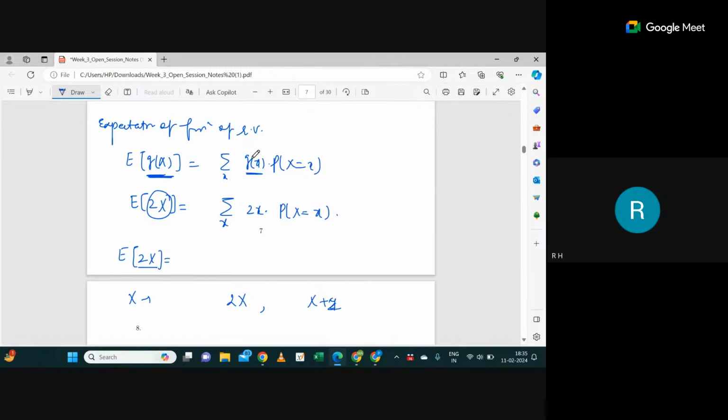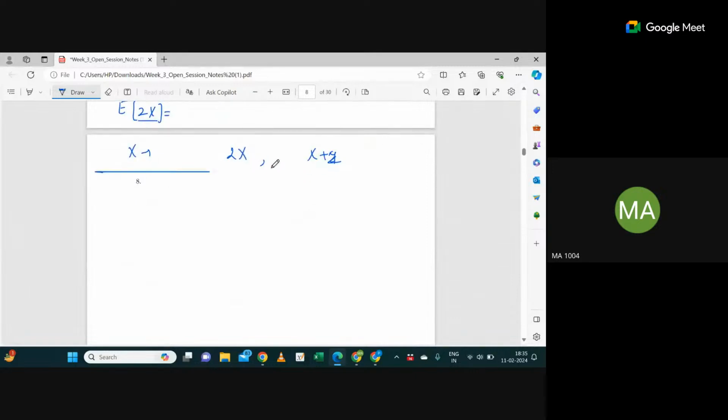Okay. So how can I define the expectation of x? This is nothing but summation of x into p(x), right? So instead of x, if I have a function of that random variable, I will simply put that function. Okay, got it? Yeah. Now, I think the next topic is variance, right?